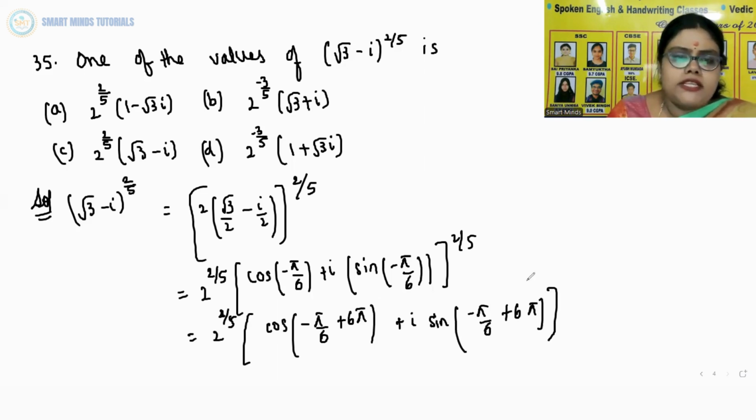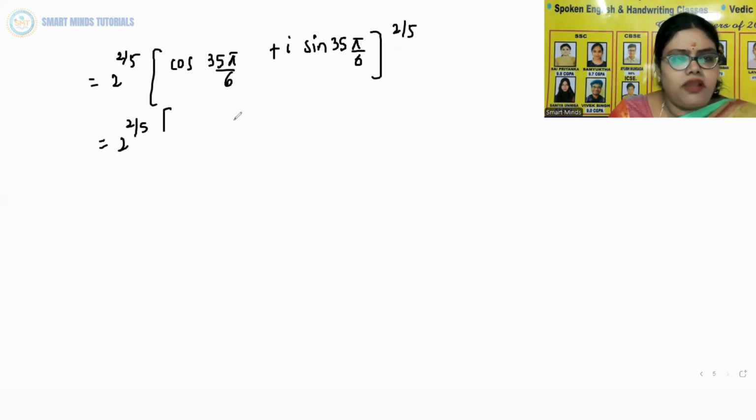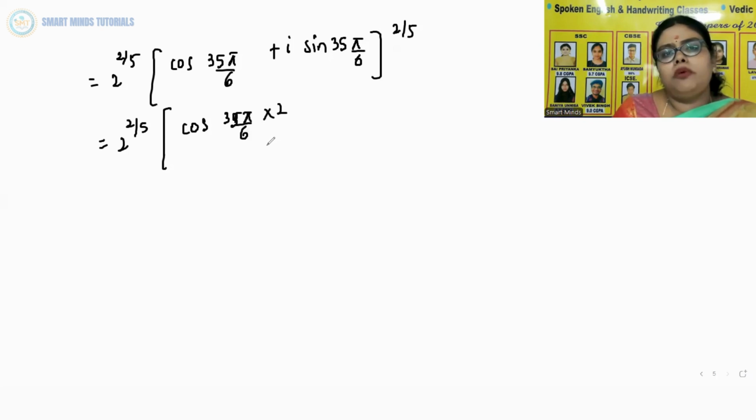So we are adding 6 pi with the angle, whole power 2 by 5. So that will become 2 power 2 by 5 into, if you solve that, cos 35 pi by 6 plus i sine 35 pi by 6, whole power 2 by 5. So that is 2 power 2 by 5 into cos 35 pi by 6. Now we are applying De Moivre's theorem.